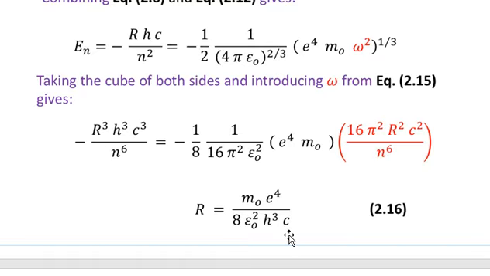are left with this expression, which is r is equal to m naught e to the power 4 divided by 8 epsilon naught square h to the power 3, that is h cube, multiplied by the speed of light. This is an expression for the Rydberg constant calculated using Bohr's atomic model, as shown in equation number 16. So equation number 16 shows you the expression of the Rydberg constant obtained using Bohr's atomic model.